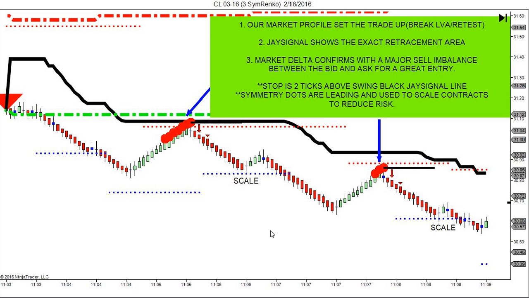The hardest thing, traders, is getting out, not getting in. I can tell you where to get in based upon market profile and J signal Fibonacci retracements. But the hardest thing for traders is where to get out. I got my proprietary scale dots right here. They're called my sim dots.